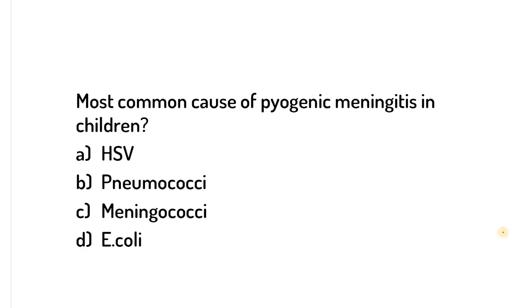This question is about the most common cause of pyogenic meningitis in children. Please remember, whenever they use the word pyogenic, it refers to bacterial. Because it is causing pus, it's called pyogenic meningitis. What is the most common bacteria causing meningitis in children? The answer is pneumococci, or Streptococcus pneumoniae. That is the overall most common cause. Whether it's a child or an adult, the overall most common cause of bacterial meningitis is pneumococci.